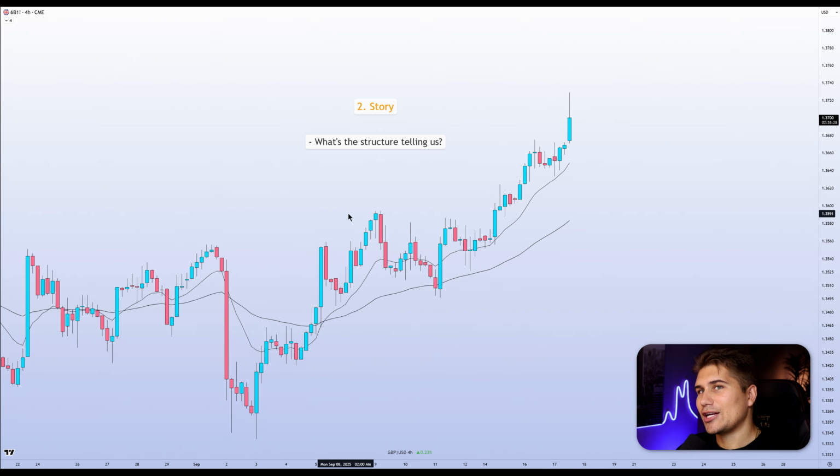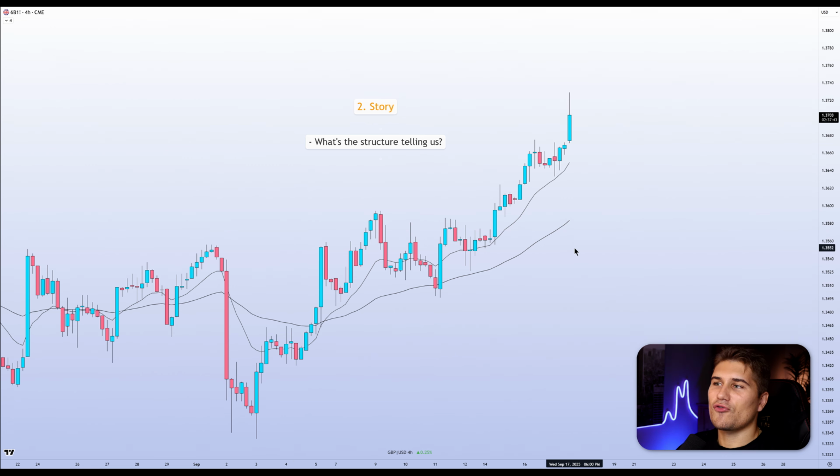And so moving on, I drop down to the 4-hour chart. And this is where, for step number 2, we're going to be looking at the overall market structure, and we're going to be trying to answer the question of what the structure is telling us. So we're trying to find the narrative of what the price action is pretty much doing.